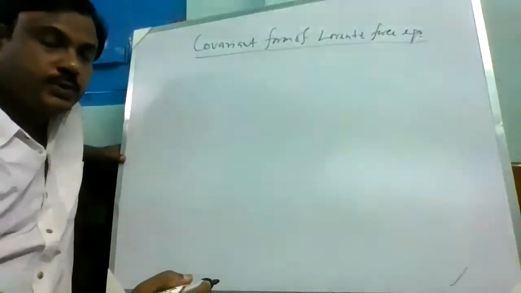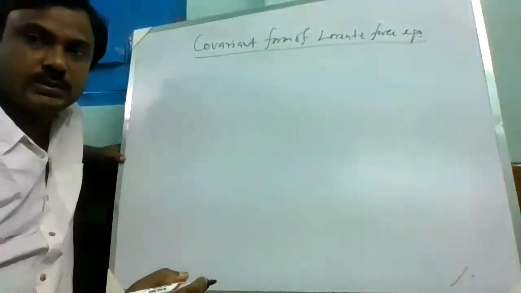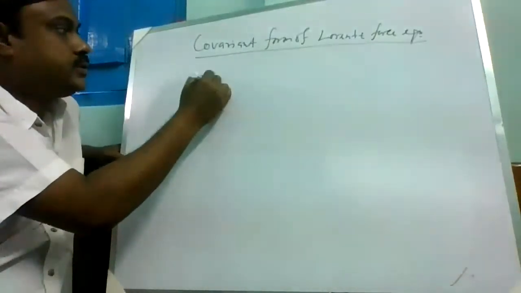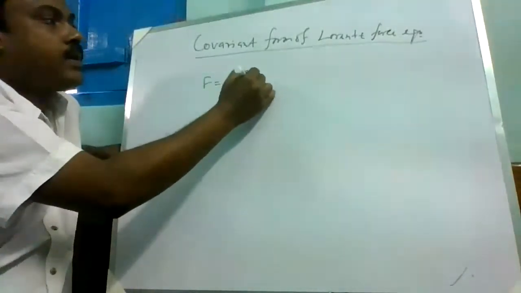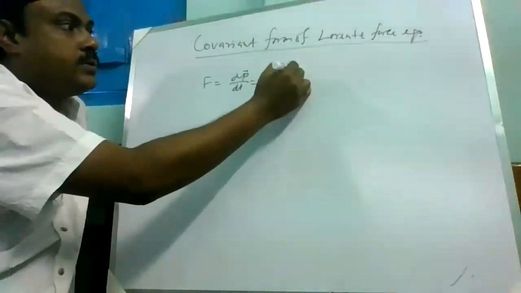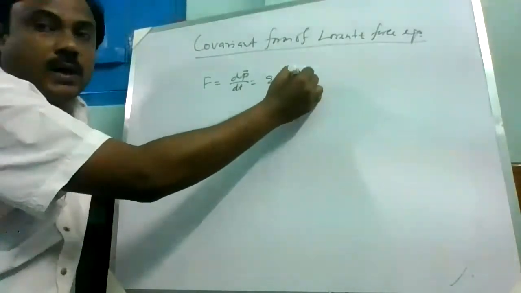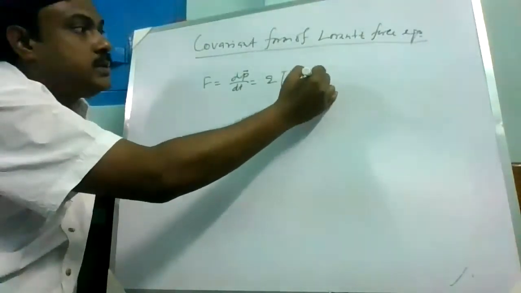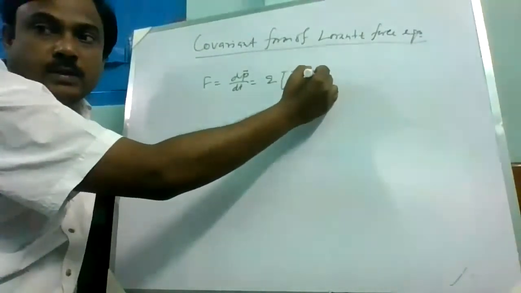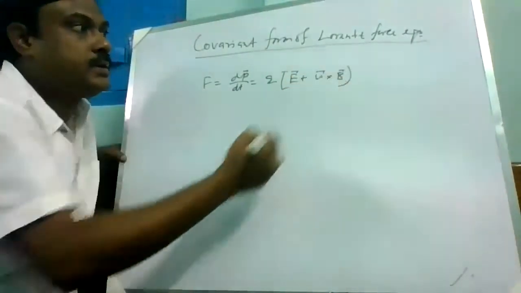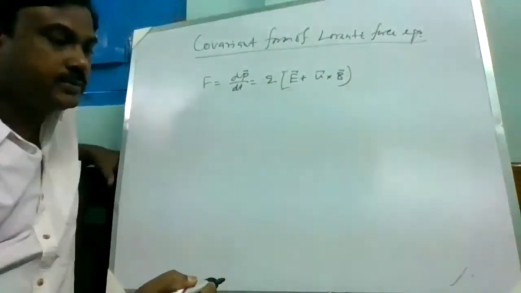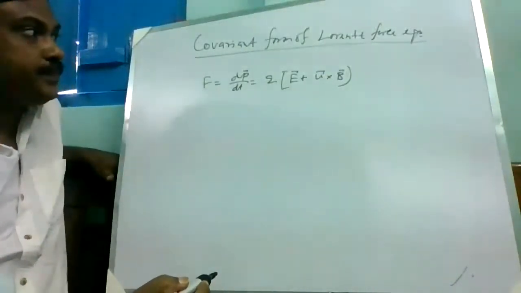Now we know the Lorentz force equation is F equals dp/dt equals Q times (E plus U cross B), where U is the velocity of the charged particle.